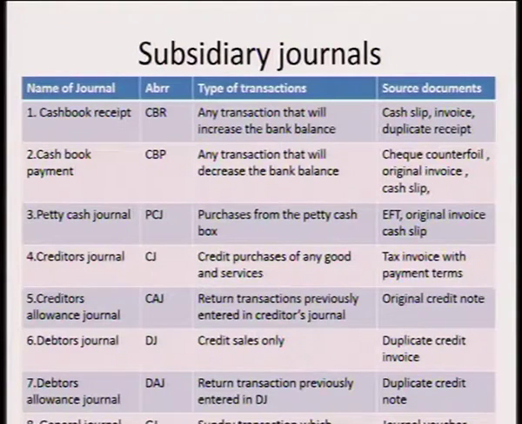And in the debtors journal, we record the credit sales of goods, while in the debtors return journal, we record the return of goods by debtors, and the source document is the duplicate credit note. So that we give them a duplicate credit note so that the debtors account, as assets, will be credited. And by crediting them it means we are decreasing their account. There's also a general journal in which we record sundry transactions, and the source document is the journal voucher.